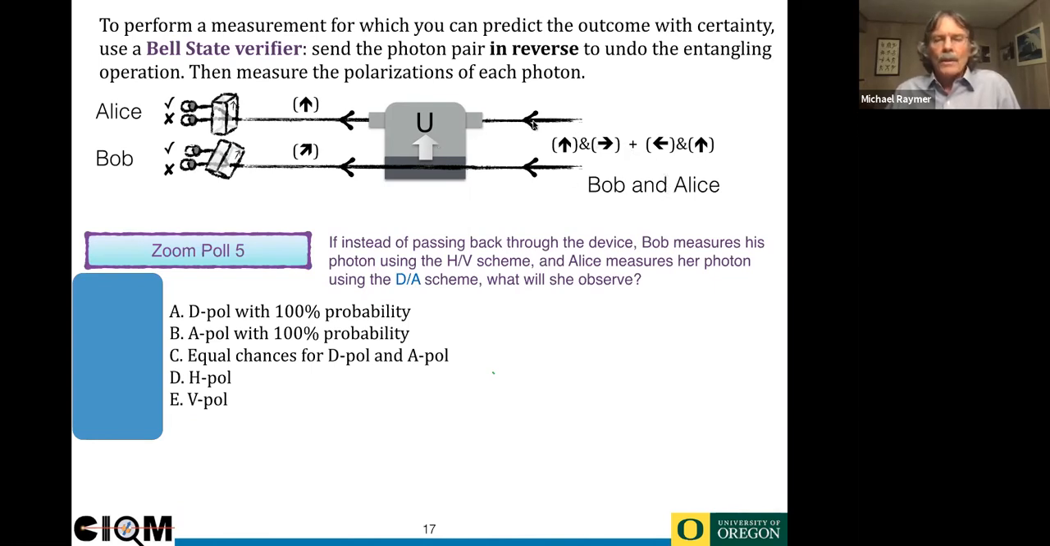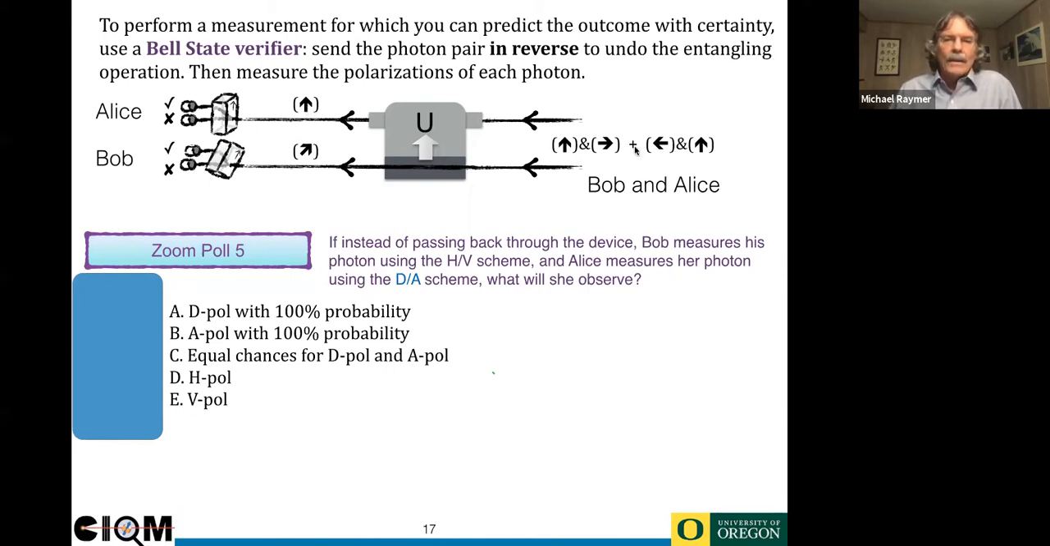Well, here's how you build that device. You just run these two photons backwards through exactly the same device that you used before. It could be a copy of the same device. It doesn't have to be the actual device. So you get another identical device, you run the photons through it backwards, and if the photons are in this Bell state, with the minus H over here for Alice's photon, then it exactly reverses or undoes what a Bell state generator would do, and it spits out at the output, going leftward, vertical for Alice and diagonal for Bob. That's just the inverse of the generator process.